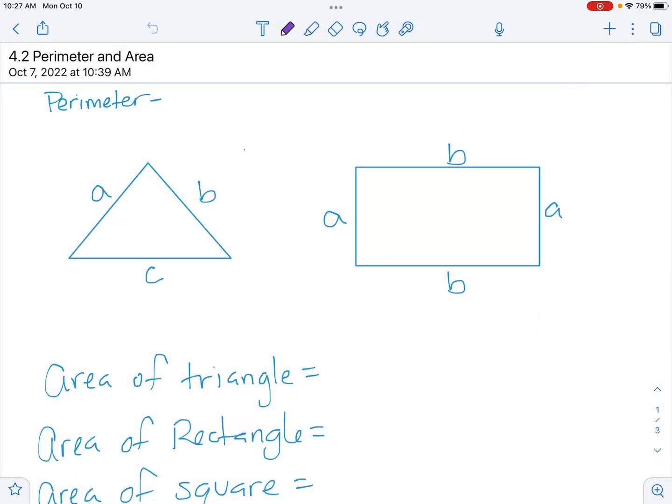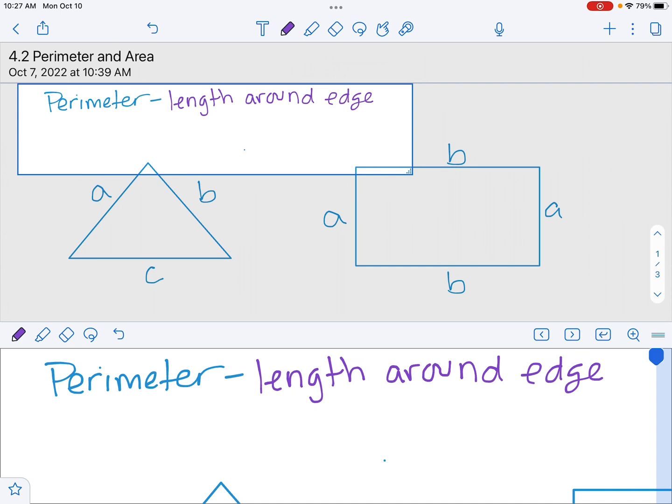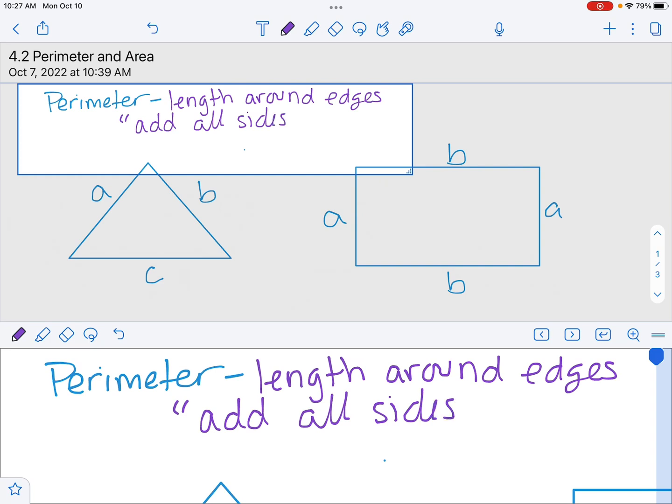Let's talk about area and perimeter. So perimeter is when we add all the sides together. It's the length of all the sides. If I took a string and put it all the way around the figure, how long would that string be? So it's the length around the edges, or what you need to know is add all sides together.